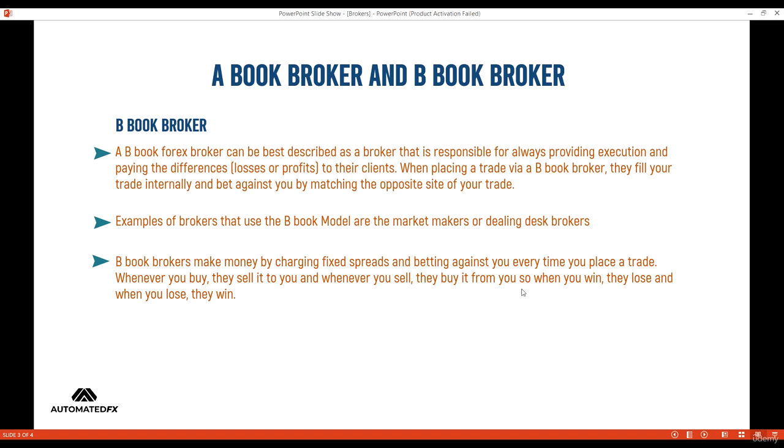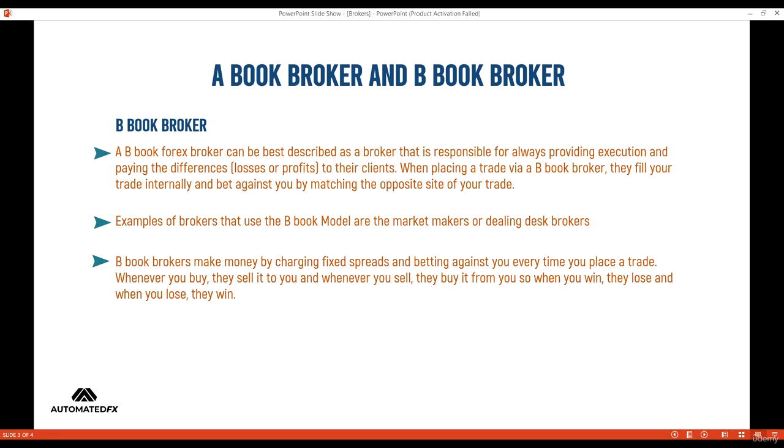So when you win, they lose, and when you lose, they win. They actually need you to lose for them to make money. That's how they do it. And sometimes they are notorious for bad practices. That's just the truth. Sometimes they hedge their positions against you. And that's just how B-book brokers work.